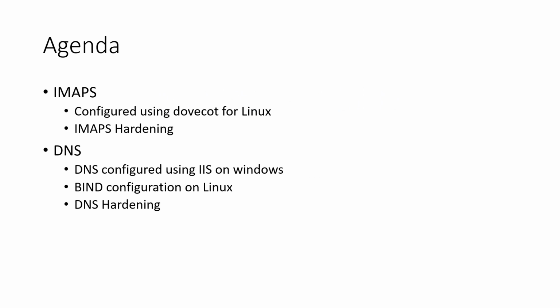The agenda today will be IMAPS, IMAPS configured using Dovecot for Linux, and IMAPS hardening. Also a couple of technical details about IMAPS. We'll also have DNS, Domain Name System. We'll have DNS technical details and DNS configured using IIS on Windows, the Linux configuration of DNS using BIND, and DNS hardening recommendations for servers.